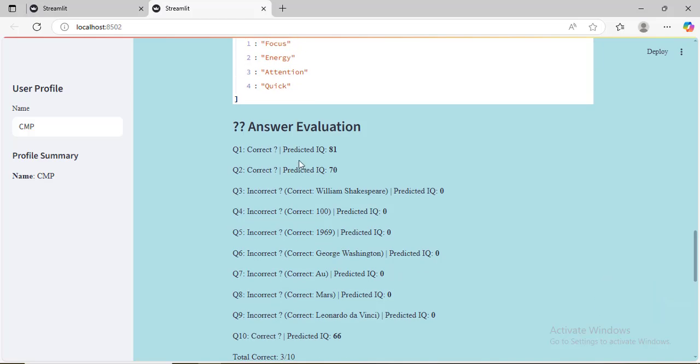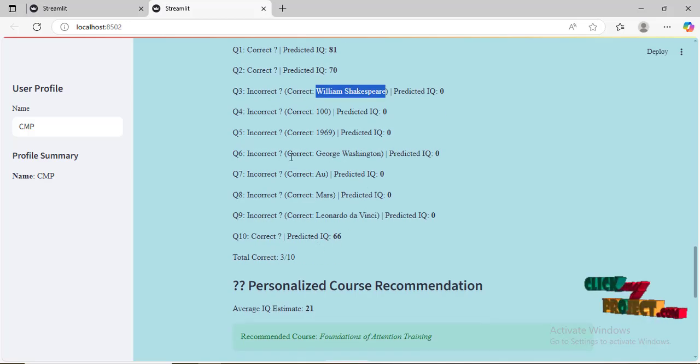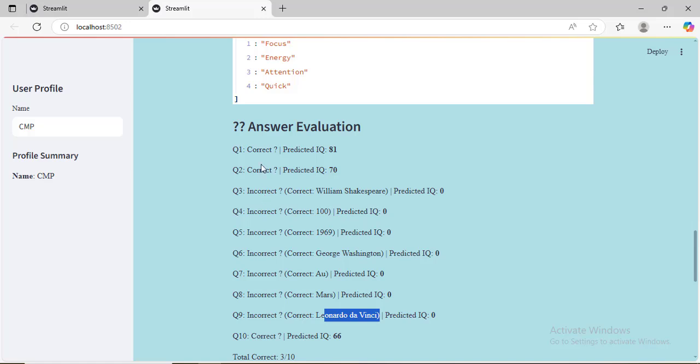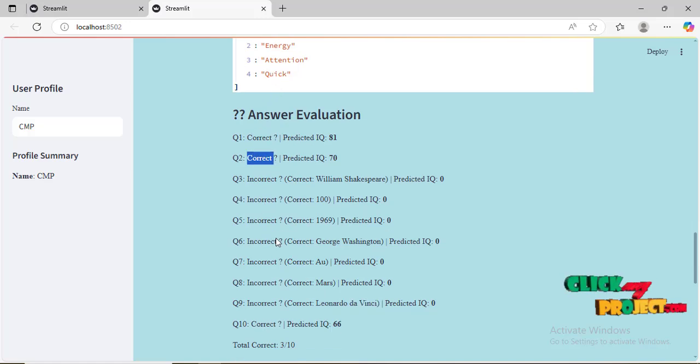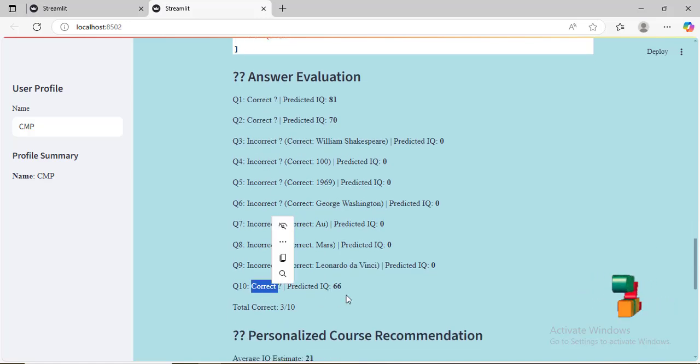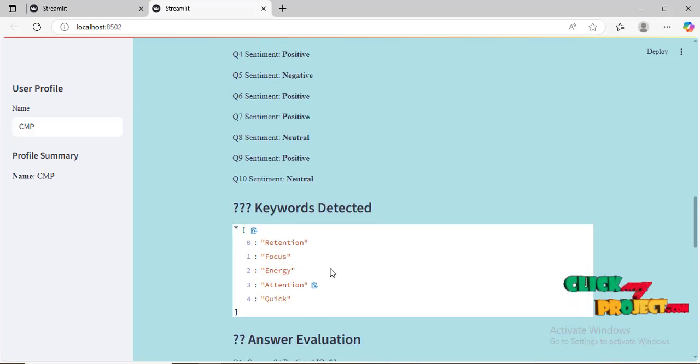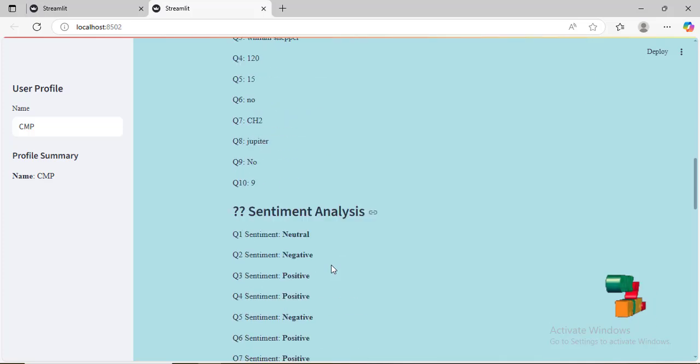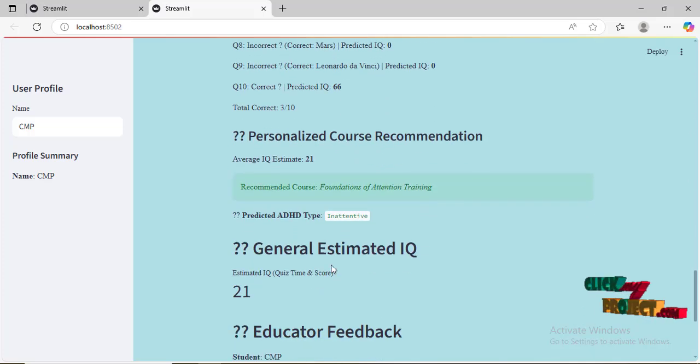The correct answers: William Shakespeare, and after that, Mars. So what are the incorrect answers? This is the correct answer. Everything else is incorrect and the 10th question is correct. So in total the IQ estimate is 21.